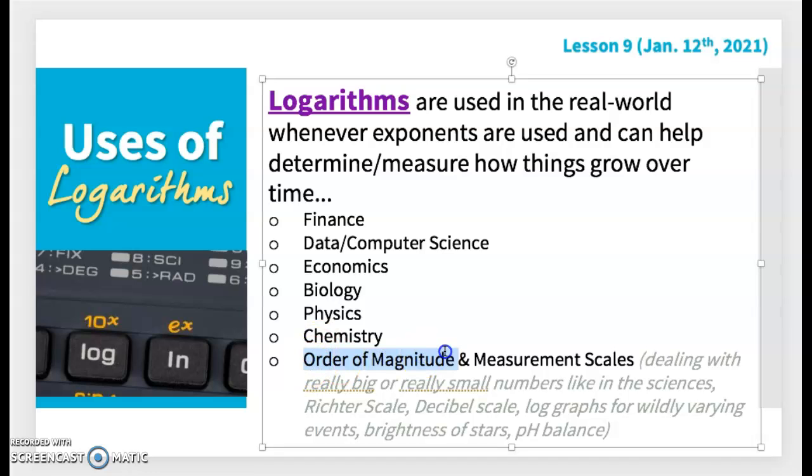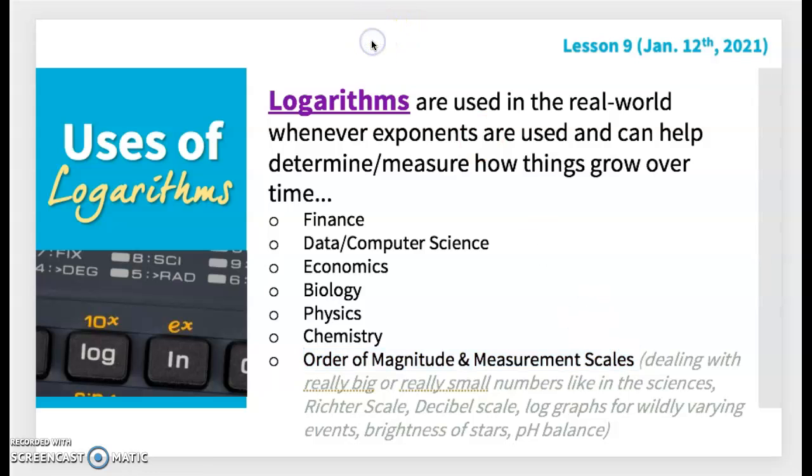They also come in particularly handy when you're dealing with orders of magnitude or measurement scales, when you're dealing with really, really big numbers or really, really small numbers like we deal with in all the sciences. For example, the Richter scale measures the magnitude of an earthquake, and the decibel scale measures the loudness of a sound. Then there are things called log graphs, which are used in computer science to take information that seems wildly varying and not really correlating, and create a log graph to show the correlations between variables. Also, the brightness of stars in astronomy, as well as pH balance in chemistry.